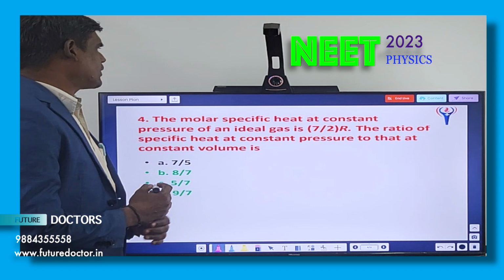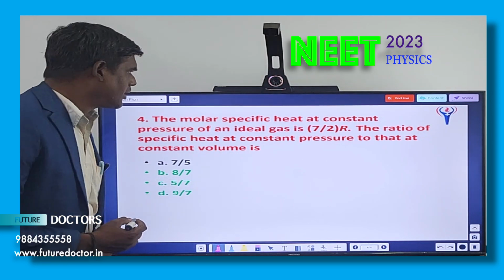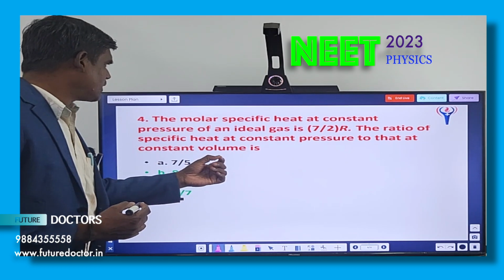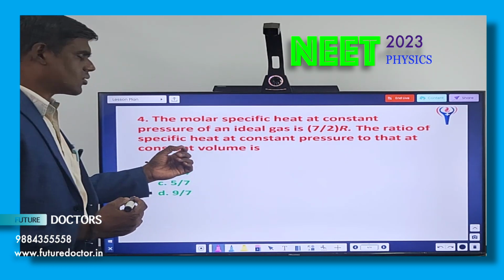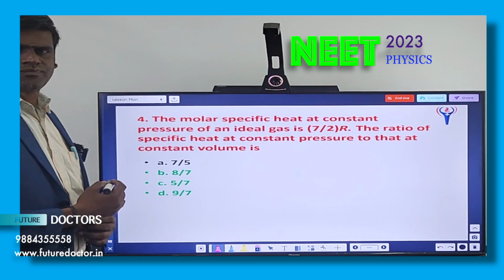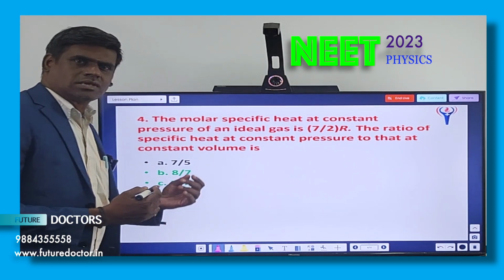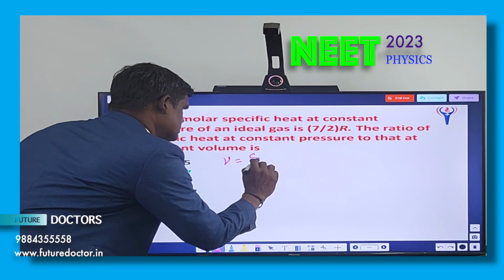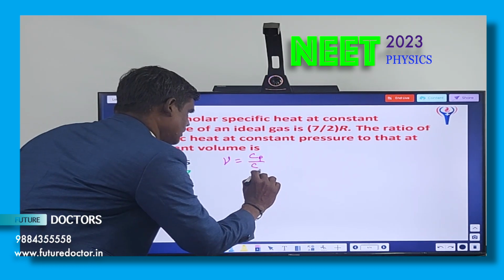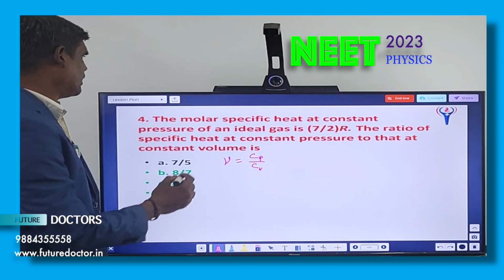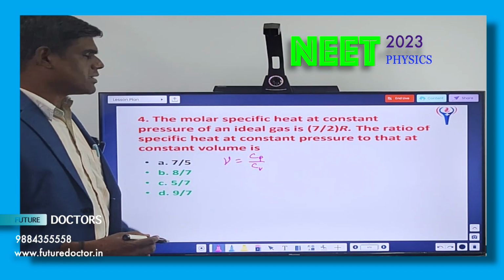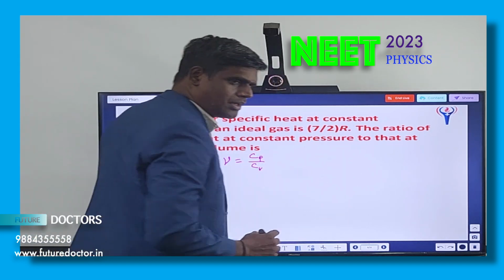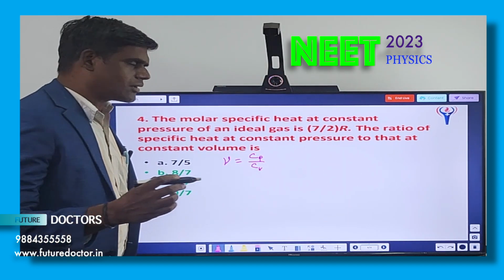The molar specific heat at constant pressure of an ideal gas is 7 by 2 R. The ratio of specific heat at constant pressure to that at constant volume is dash. That is ratio of specific heat Cp and Cv. That is equal to gamma. Gamma equal to Cp by Cv. This only we want to find. And what is given? Cp is given or Cv is given? Yes, Cp is given. That is 7 by 2. What is Cp? That is specific capacity at constant pressure.